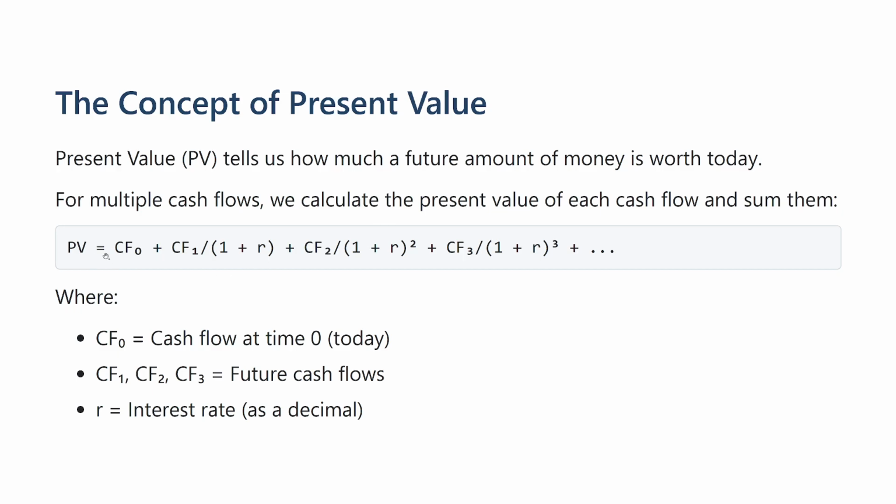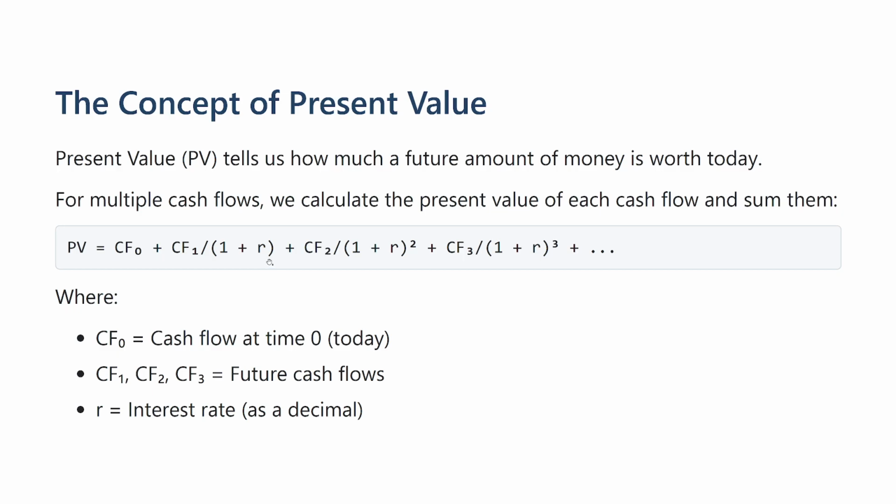So the present value will be equal to CF0, meaning the cash flow at time 0. At time 0, it is present, so we don't need to do any discounting. Plus the cash flow at time 1. In order to move from time 1 to time 0, you need to divide by 1 plus R, that is, 1 divided by 1 plus the interest rate. So this is the discount factor for discounting one period of time. You're dividing by 1 plus R.